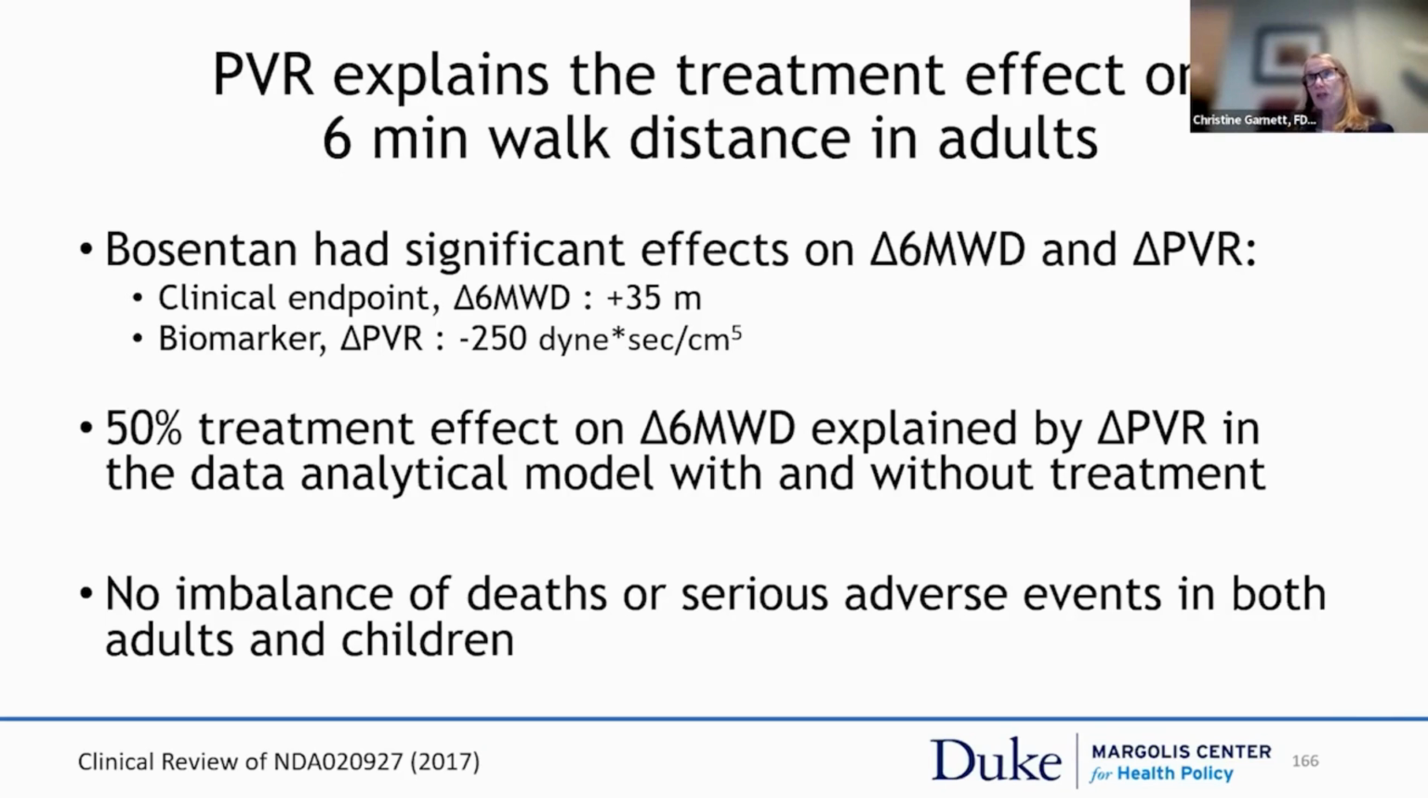Now, in adults, as well as in long-term studies in children, there was an absence of unexpected deaths or serious adverse events with Bosentan. So we don't believe that there were any unintended effects of Bosentan in PAH populations. So overall, the adult data showed that PVR can be used as a bridging biomarker, as it met the 5 core criteria. So next, to show you Bosentan's effect on PVR in children with PAH. We'll go to the next slide, please.